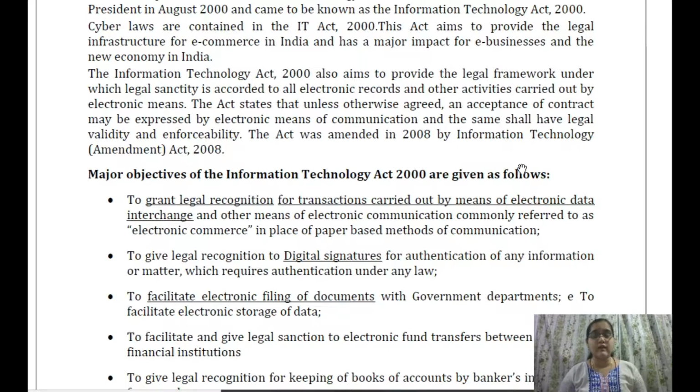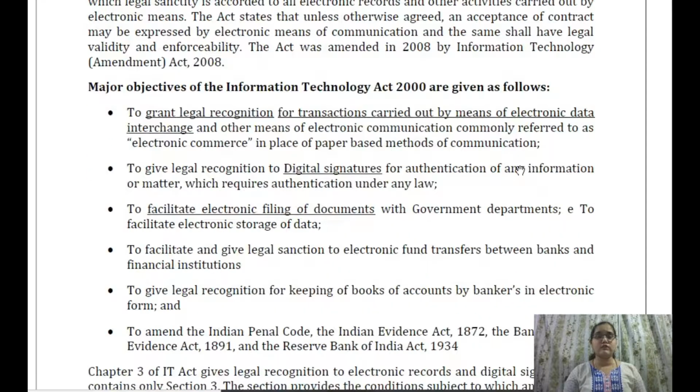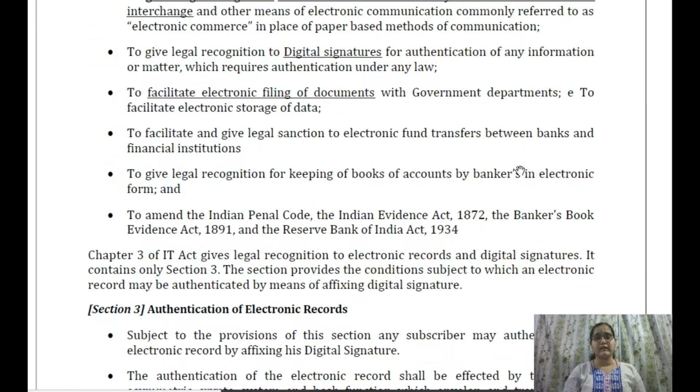Now you can see MCA 21, all the records required for the company, and even GST nowadays, and also income tax, everything is online. So the paperwork is a bit reduced. This Act facilitates electronic filing of documents with government departments because it gives legal sanction to it. Then, to facilitate legal sanction to electronic fund transfer between banks and other financial institutions. Where money is transferred without proper backing, how can you legalize saying the money is done properly? Therefore, it gives legal sanction to electronic fund transfer between banks and other financial institutions.